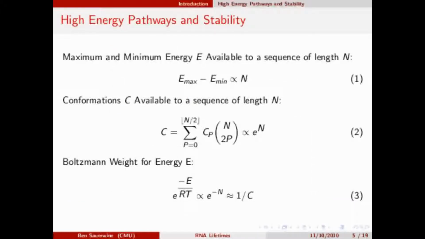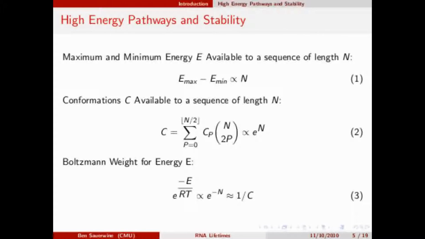The whole point of this talk is to convince you that the saddle points alone are not sufficient to tell you about the lifetimes of the metastable states. This is a simplified argument as to why that should be the case. The maximum and minimum energy available to your sequence are proportional to the number of pairs that sequence can possibly make, which is itself proportional to the length of the sequence. So your energy range is growing linearly as your sequence gets longer.